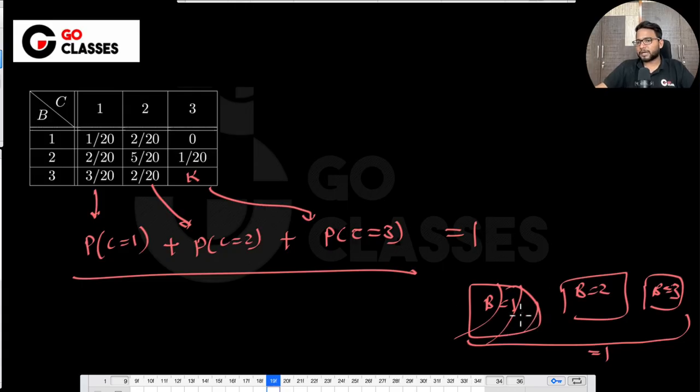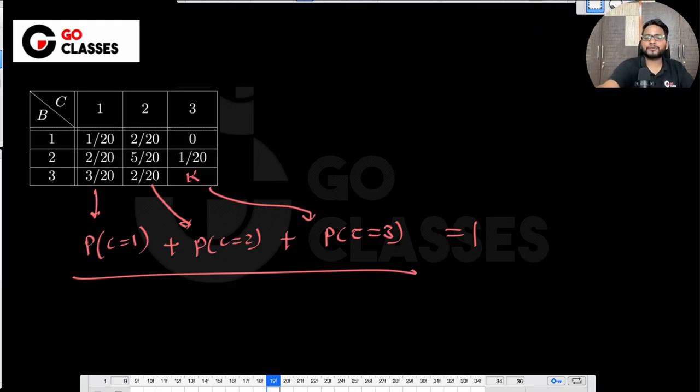In this, B equal to 1 can happen. So for B equal to 1, these are the 3 events. For B equal to 2, these are the 3 events. For B equal to 3, these are the 3 possible values that C can take. So all of this combined will just partition the sample space, right? So if I add all of this, it should be 1.